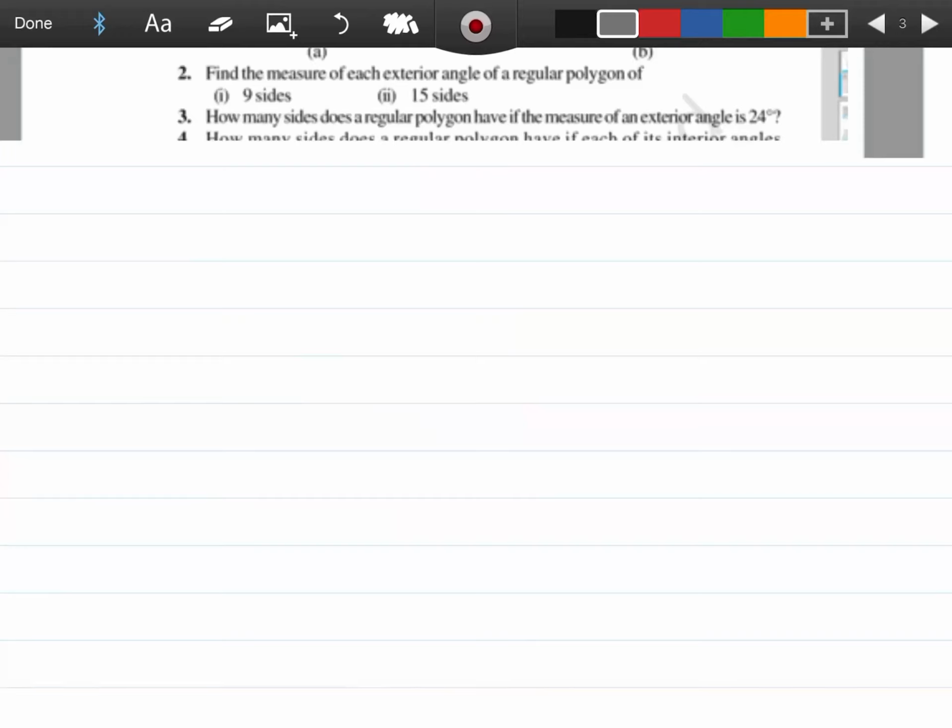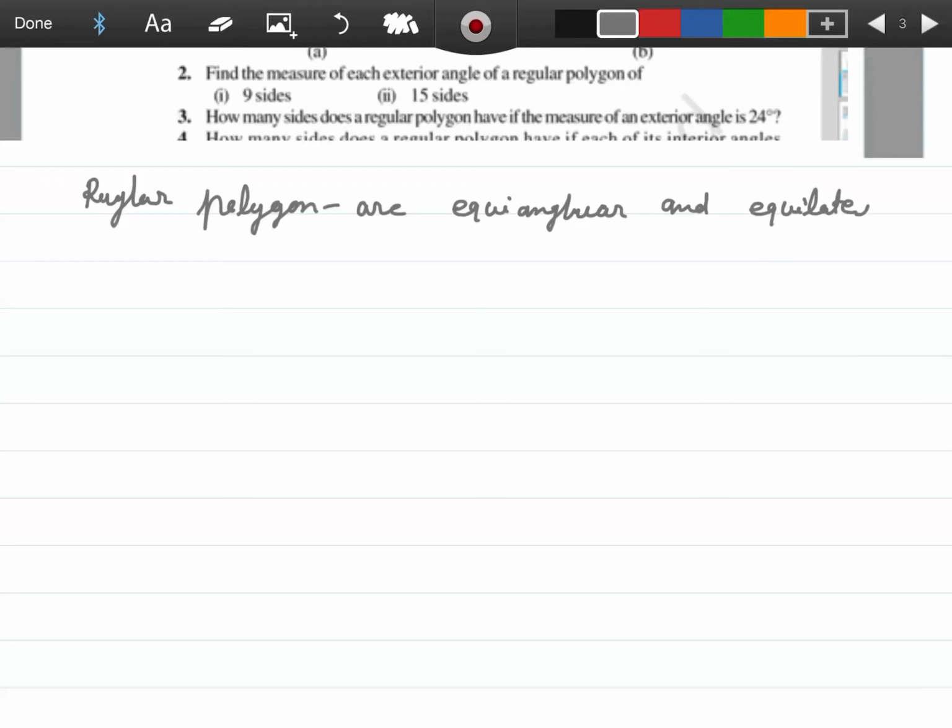Find the measure of each exterior angle of a regular polygon of 9 sides. What do we mean by a regular polygon? Once again I recall, a regular polygon means equiangular and equilateral. Regular polygons are equiangular and equilateral. So how many sides does it have?